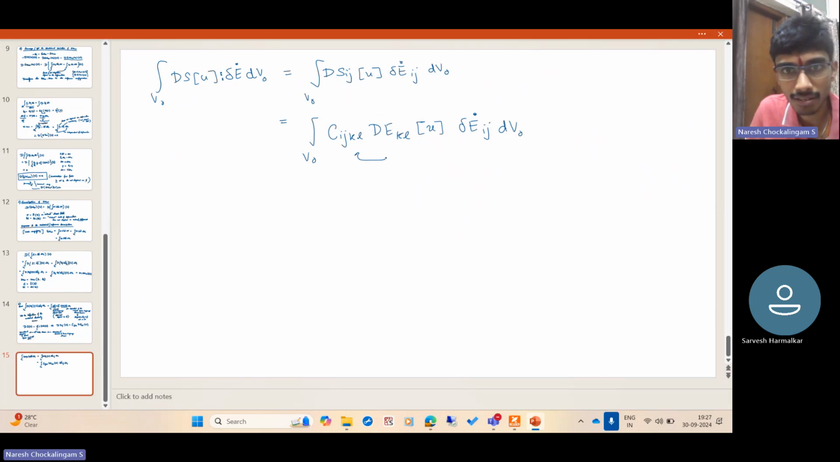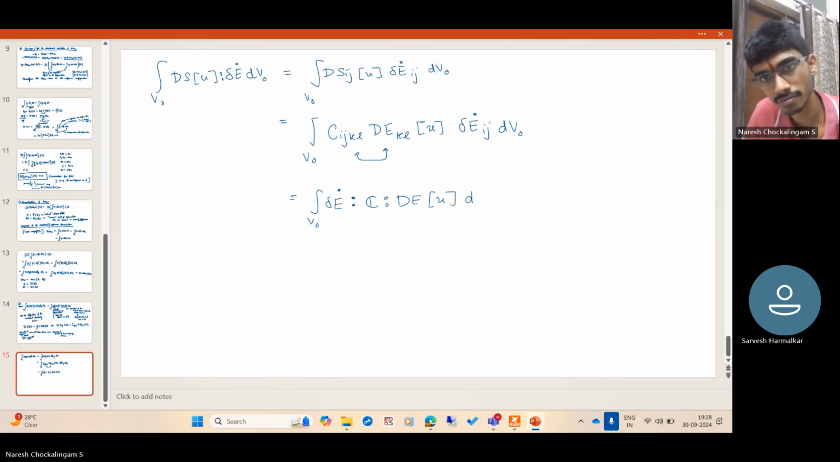Now you can write this as C double dot dE in the direction U, multiplying with the ijth component of this. So you can bring it to the other side, so it is del E dot double dot, dV naught. Okay, so this is fine. So this directly follows from the definition.